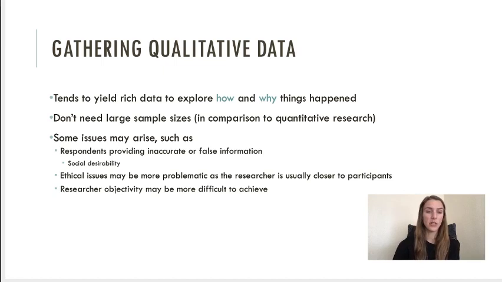And researcher objectivity may be more difficult to achieve. So again, we're talking a lot about subjectivity and objectivity. To be objective is to be more concrete, and to be subjective is to be more rooted in personal opinion. So we'll talk a little bit more about examples here. Qualitative data requires a lot more interpretation by a researcher, which leaves more room for subjectivity.